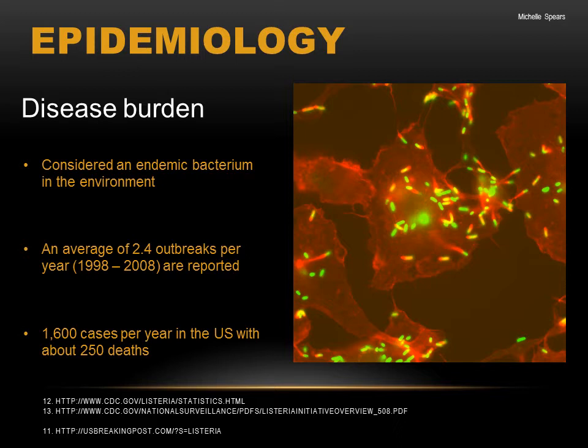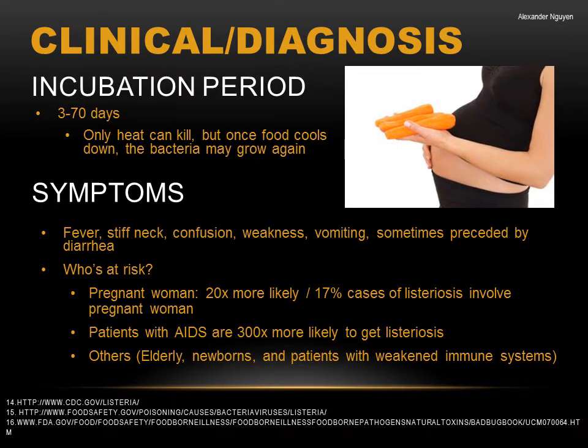Approximately 1,600 cases annually in the United States, with more than 1,400 hospitalizations and 250 deaths, are caused by Listeria. Each year in the U.S., about 800 lab-confirmed cases of Listeria are reported, and typically 3 or 4 outbreaks are identified. The incubation period varies depending on temperature and atmosphere, but typically it is 3 to 70 days.